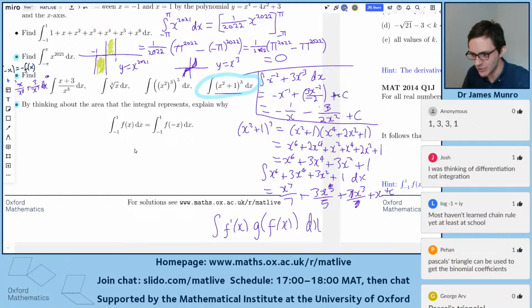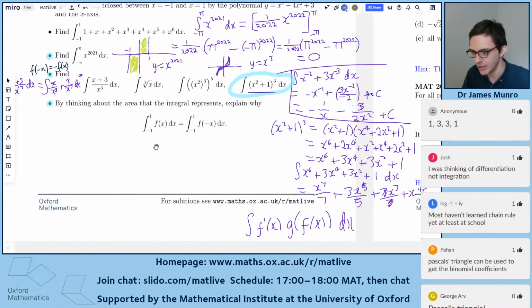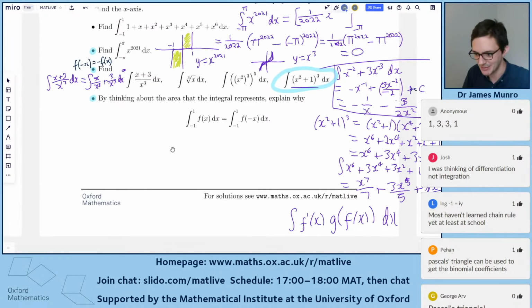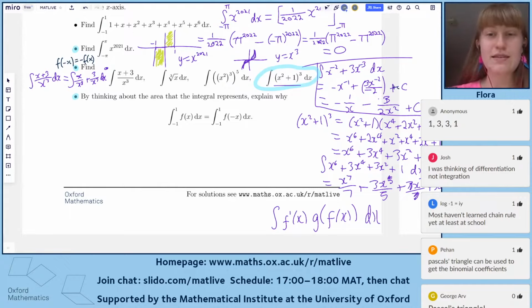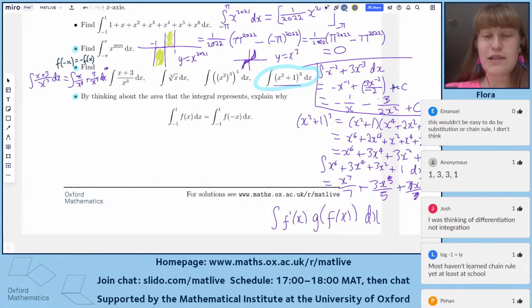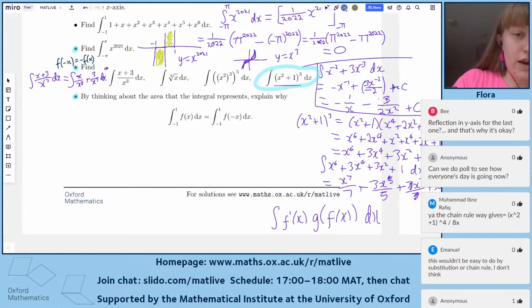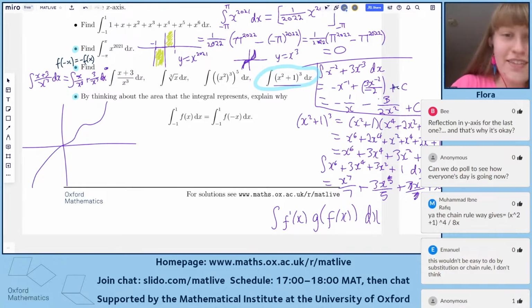Okay, should we talk about this last one, which is kind of a setup for one of my MAT questions that's coming up? Yes. This thing? Maybe over here on the left bit. Yes, sorry about that. So we're going to think about the area that this integral represents and explain why that equals that. So what area does this integral represent? I'm going to draw a graph relatively big so hopefully everyone can see. Say we have some function that goes like wibbly woo. This is y equals f of x, okay? So what area does this integral represent?